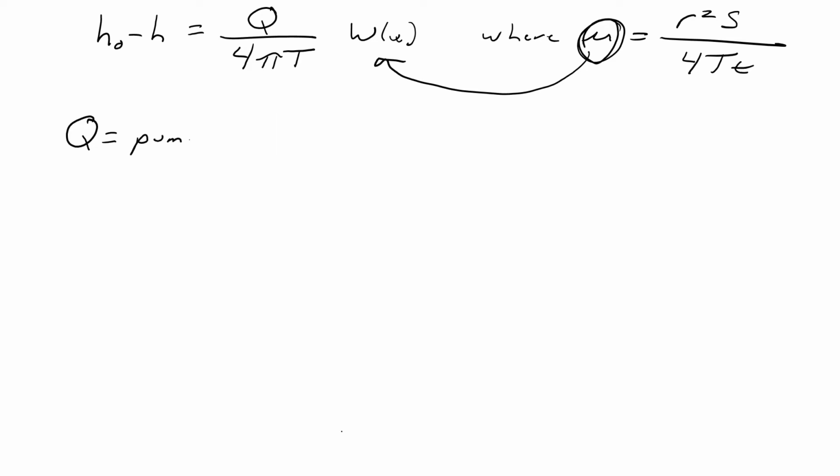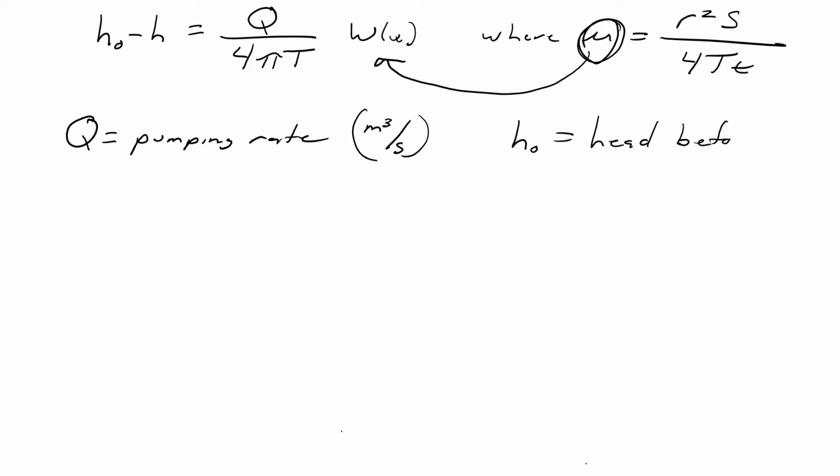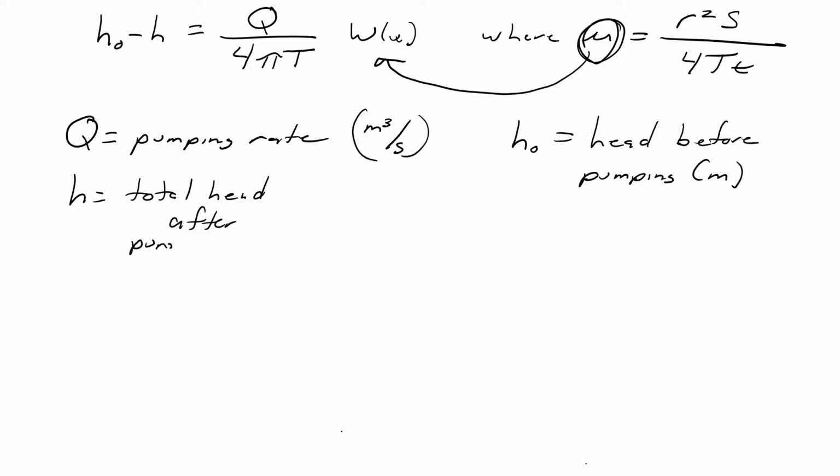Q is the pumping rate, in cubic meters per second. H naught was the total head before pumping. We measure that in meters. H is the total head after pumping. Measure that in meters.